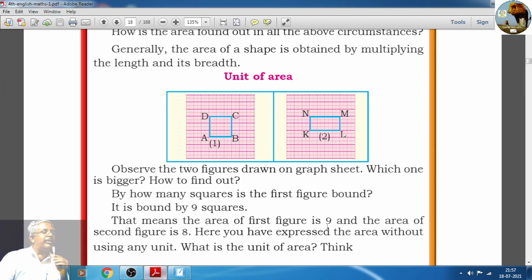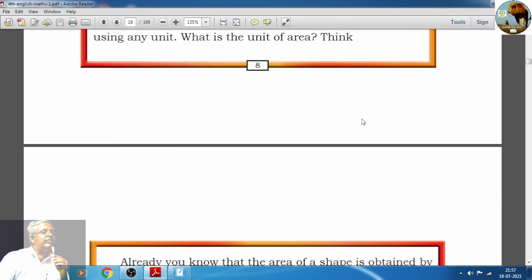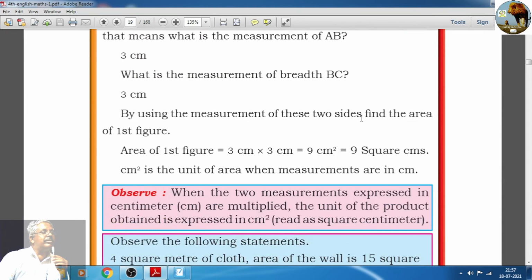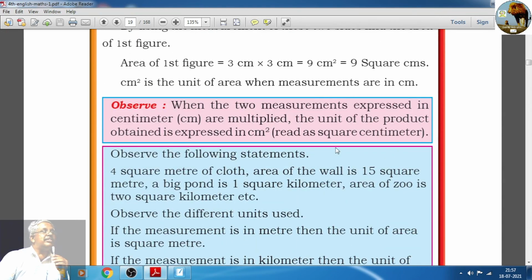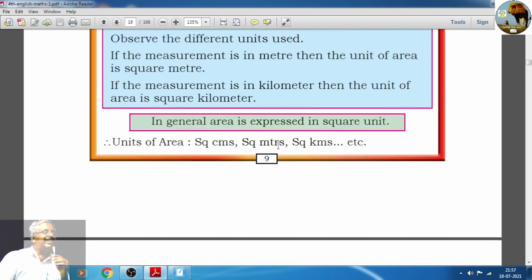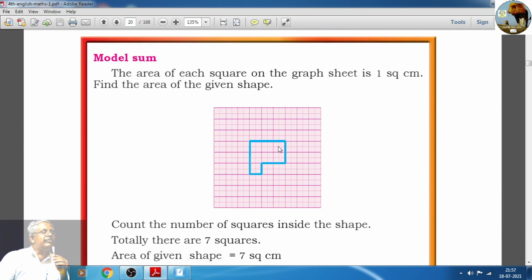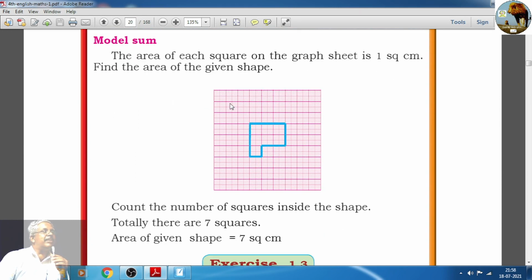Okay, let me go back to the textbook here. Now, if that is the case they are going to teach here, let me go back to this place. When the two measurements expressed in centimeters are multiplied, the unit of the product obtained is expressed in square centimeter. Didn't I tell you before? Now, let us go down to find the area using this model sum.